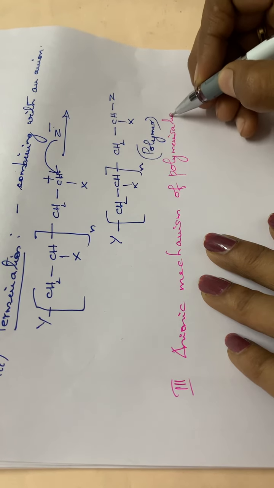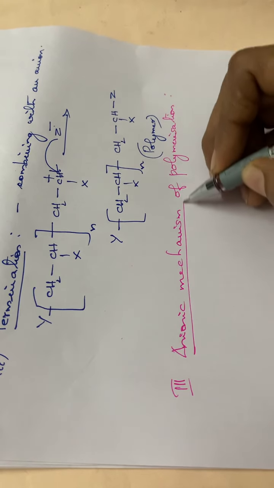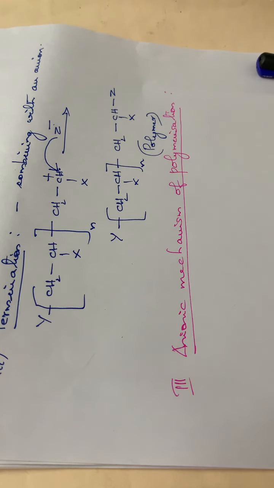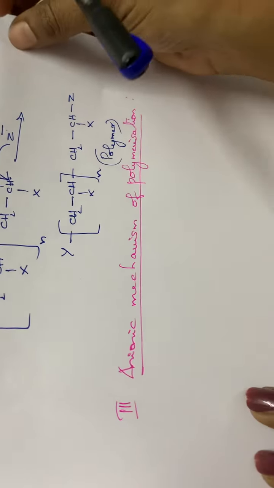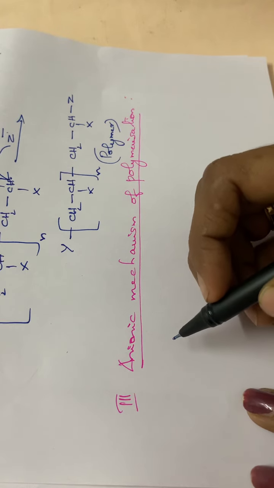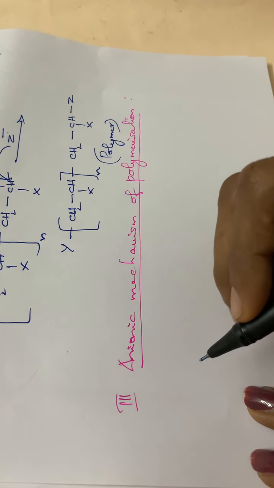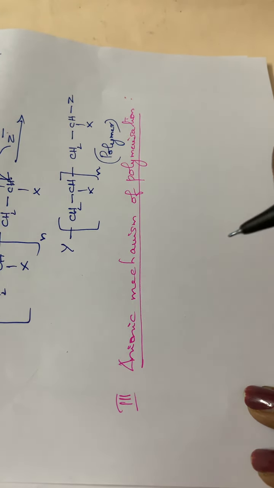Anionic mechanism of polymerization. The three mechanisms are very important. Sometimes it will be asked in section C or in section D. Okay, in the case of this anionic mechanism, here also three steps are there, as in the previous case, that is initiation, propagation, and termination.